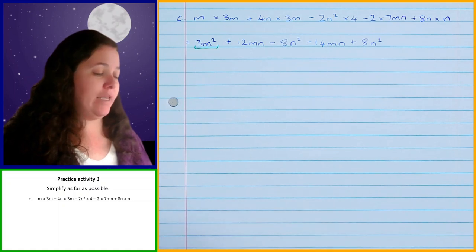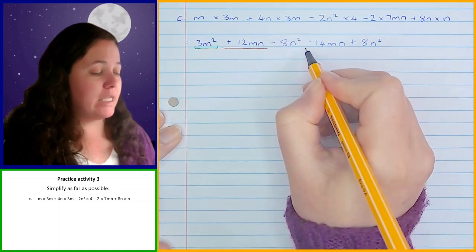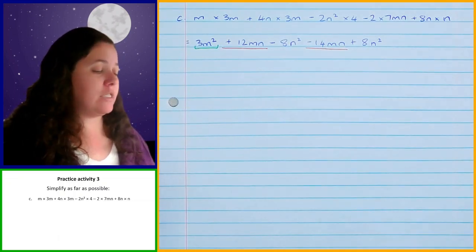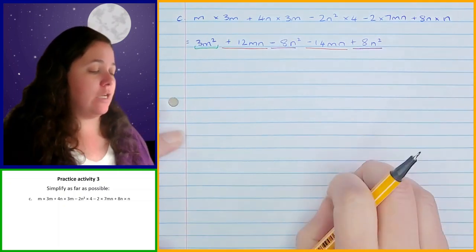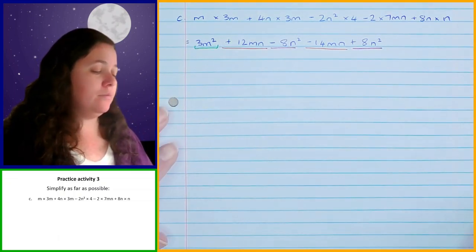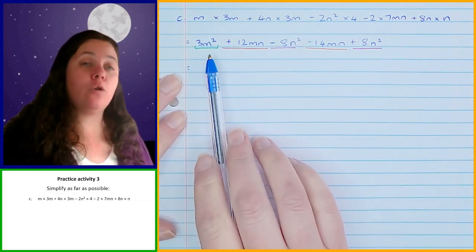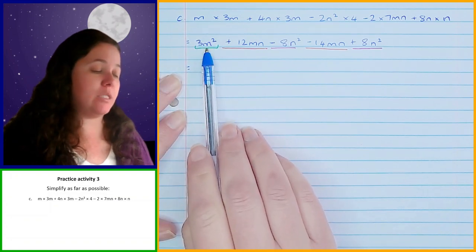Then I've got over here plus 12mn and minus 14mn. Those are like terms. And then I've got minus 8n squared plus 8n squared. Those are like terms. Okay, so I'm going to start off in alphabetical order. M comes first. So I want to start with m with its highest exponent. So this will be m squared.